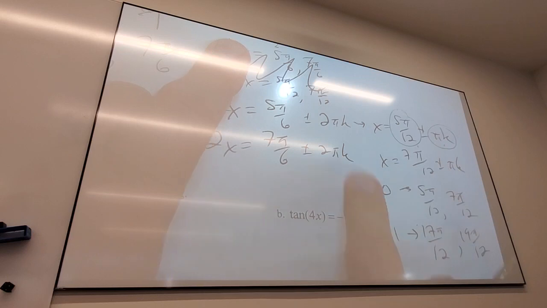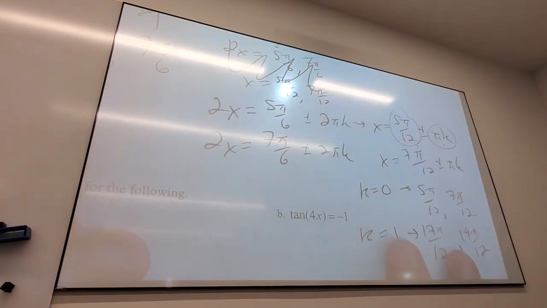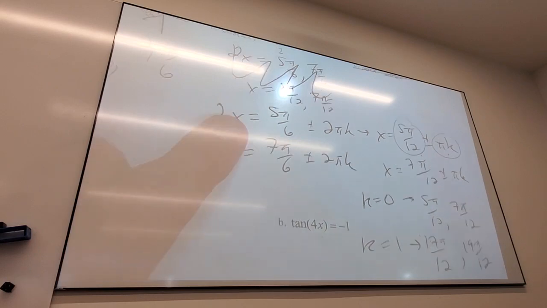Oh, if it was 3x, then it would be 2 pi over 3m. You do all the same work. I'm just trying to show you how to expect how many answers you might get. One little side note.